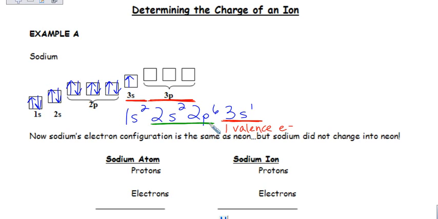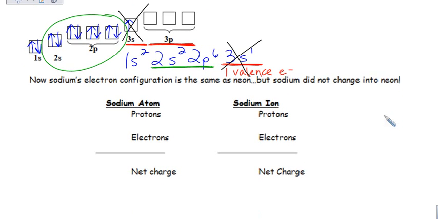And you're probably thinking right. Let's just lose 1. If we lose 1, we get rid of this guy. We get rid of this guy. Now our outermost shell is the second. And the second is filled with 8. Perfect. Stable. Okay, so now let's look at the changes that occur.